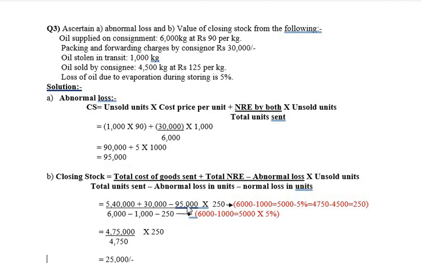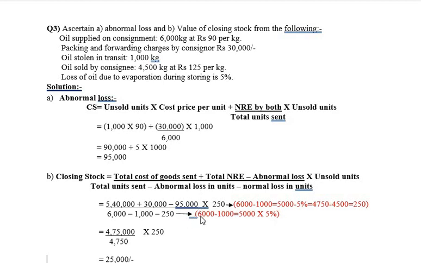So put that 95,000, divided by total units sent. Total units sent was 6,000, minus abnormal loss in units. How much is the abnormal loss in units? It is 1,000, which was stolen in transit. So 1,000 minus normal loss in units. Now all of you pay attention. Normal loss in units is something we need to calculate. And how do we calculate this?